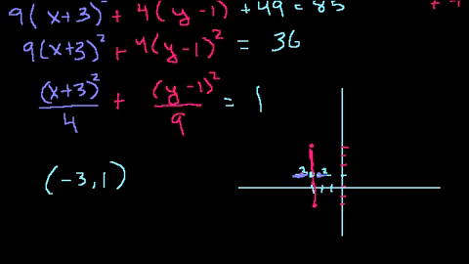And now we're ready to draw this ellipse. I'll draw it in brown. Let me see if I can do this properly. I have a shaky hand. All right. It looks something like that.